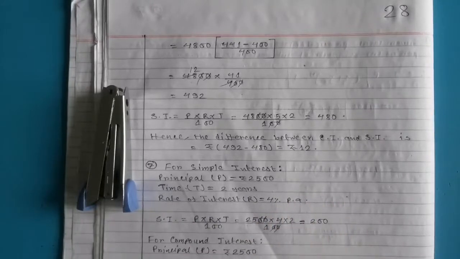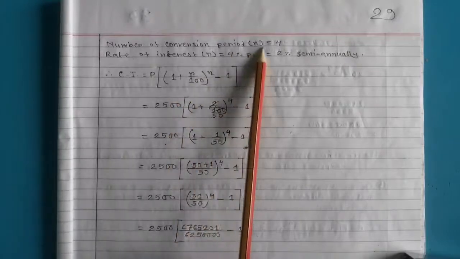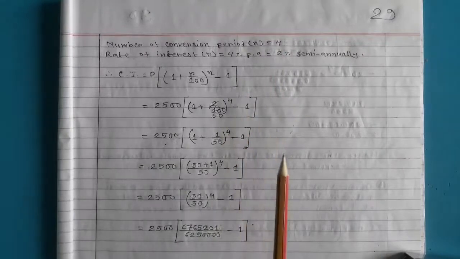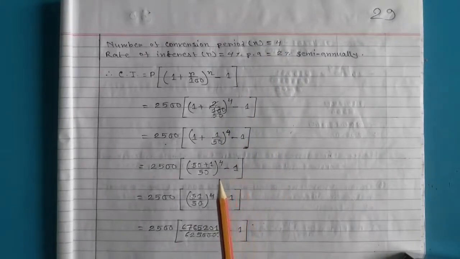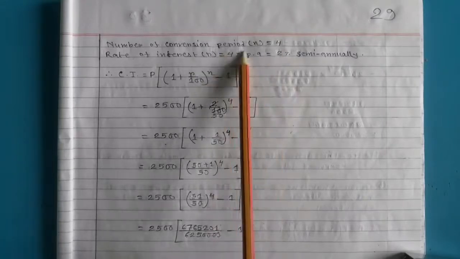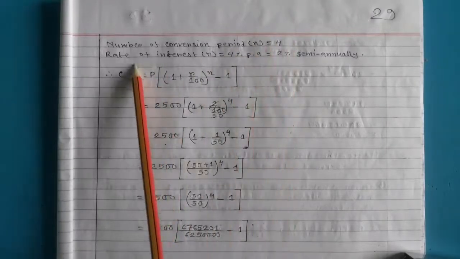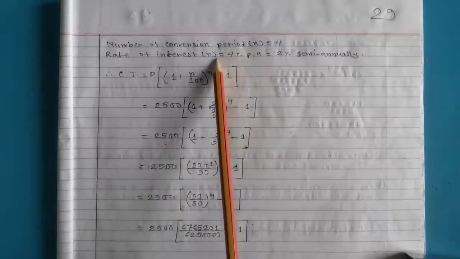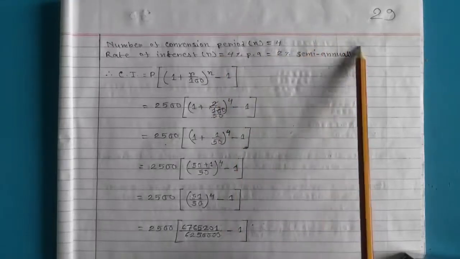This is simple interest. And for compound interest, principal is 2500, and the number of conversion periods is 4, because 2 years is given, and it is given that interest is credited half yearly or semi-annually. Semi-annually means half yearly. Half yearly means after 6 months, which means 2 times in a year. So in 2 years, 4 times. That's why the number of conversion periods equals 4. Rate of interest R is 4% per annum. If 4% per annum, then 2% semi-annually or half yearly.